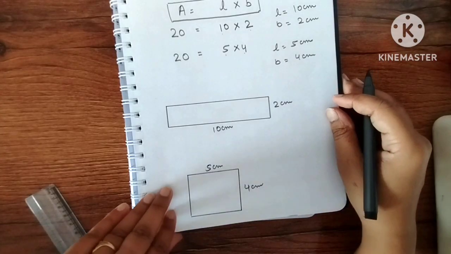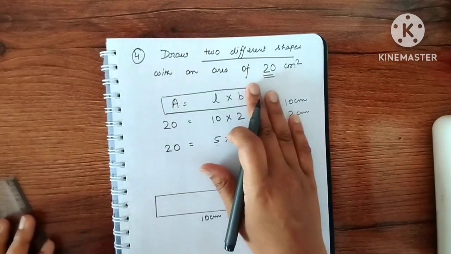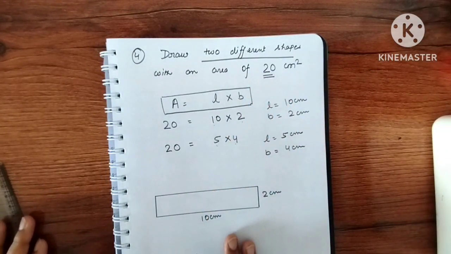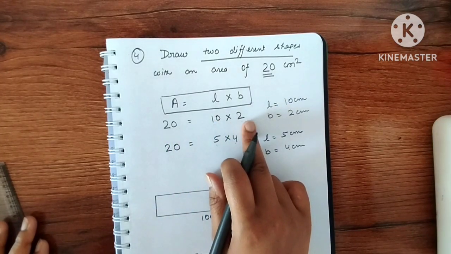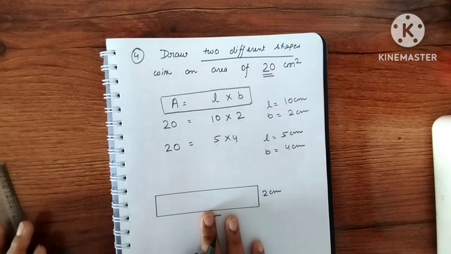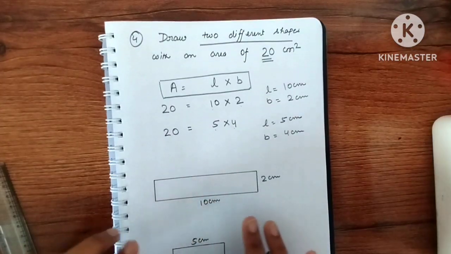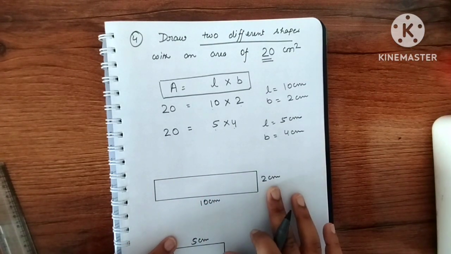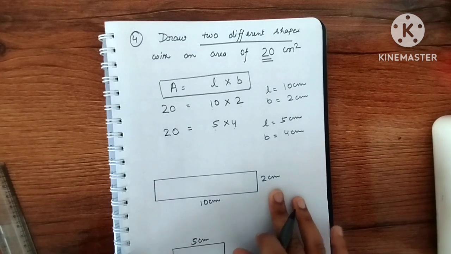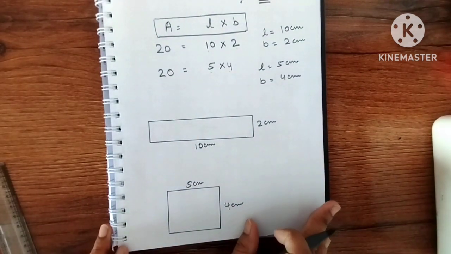Clear? Okay, so whenever area is given to you and you need to draw the shapes, what will you do? First of all, you need to find the L and B, because for making any shape, it is very important that you should know what is the length and what is the width. When you find the area of this, 10 into 2, 20, 5 into 4, 20. Okay?